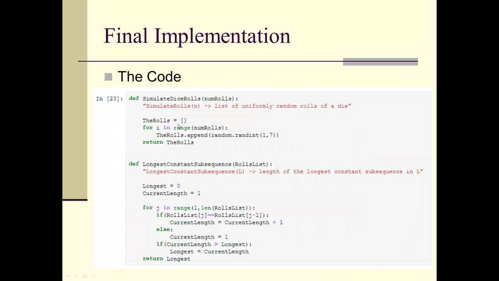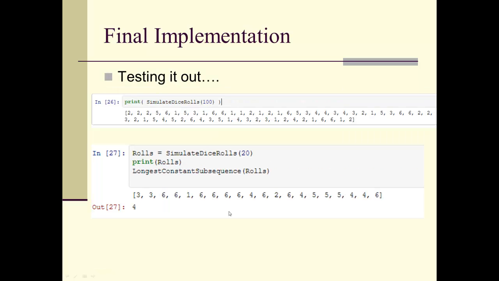So here's our implementation. Here's our rolls. We keep appending random numbers to it, and once we get through, we return the rolls. That's our list. And our longest constant subsequence is initialized. We enter the loop. Notice we start at j equals 1. We check to see if the current is the same as the previous. If it is, we increase the current length. Otherwise, we reset it. We see if we need to update the longest, and once we've completed this process, we return the longest.